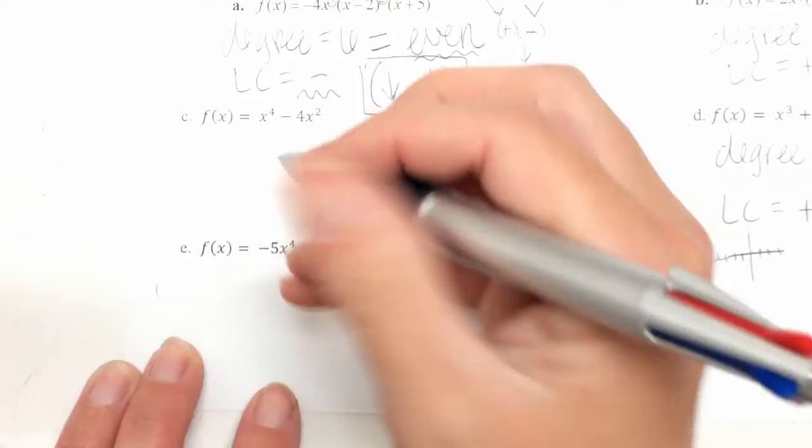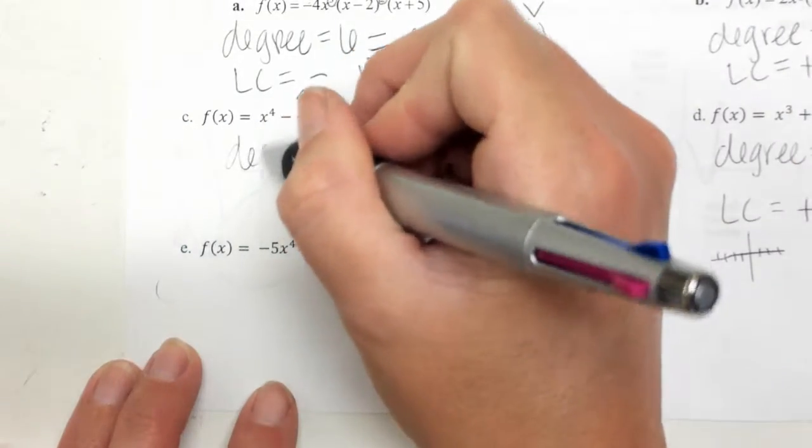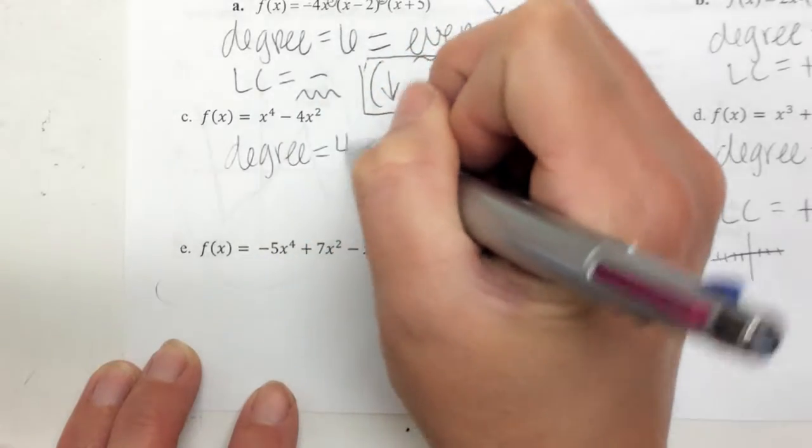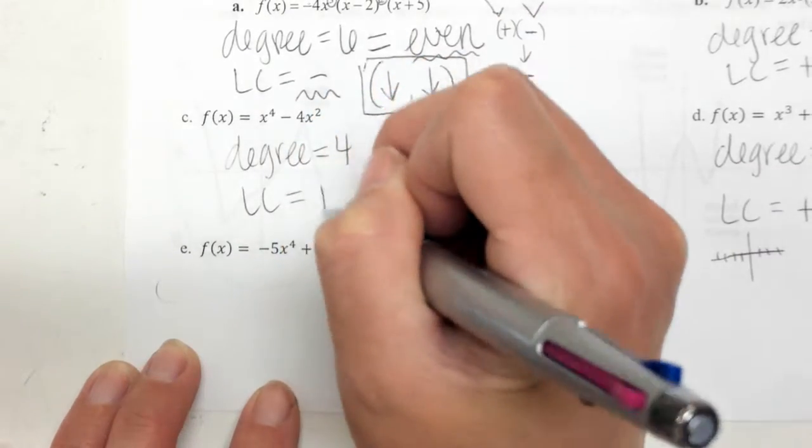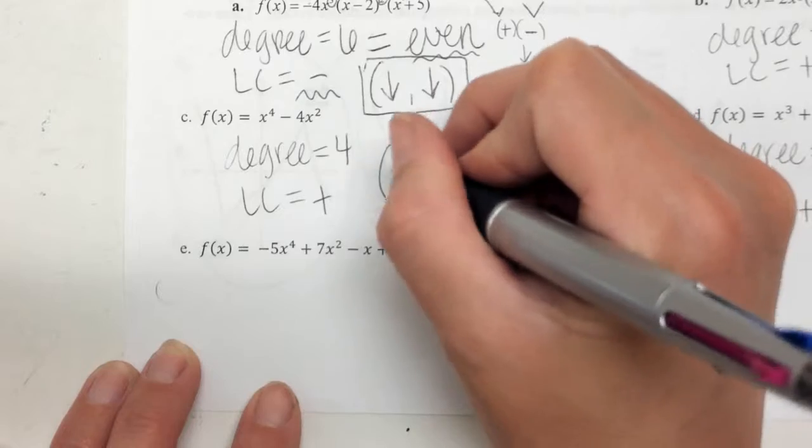Alright, so the degree of this one was 4. The leading coefficient is positive, so the end behavior is up, up.